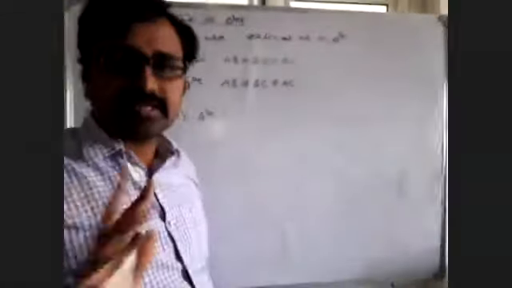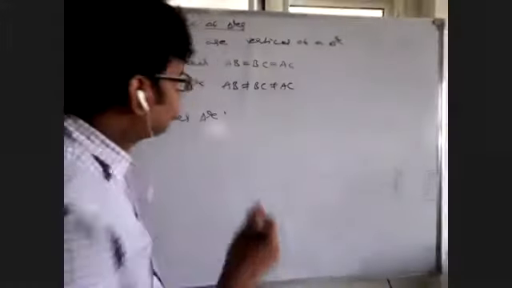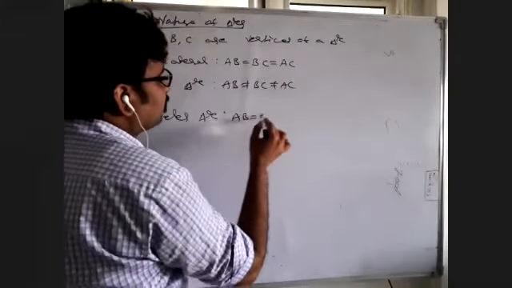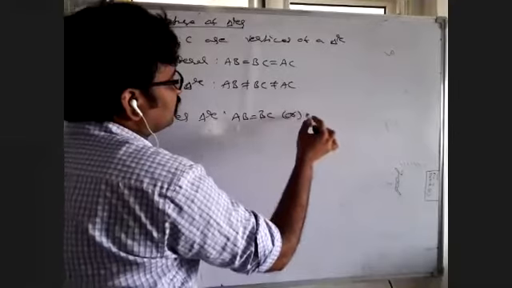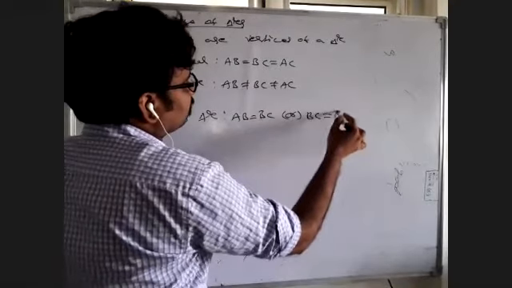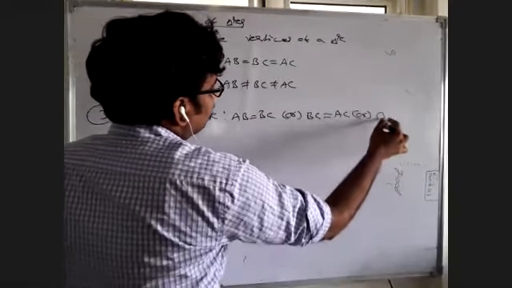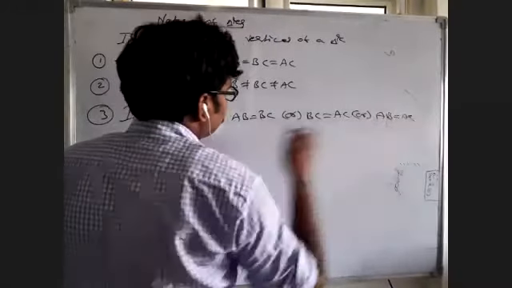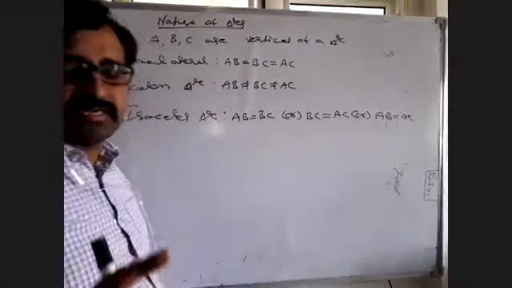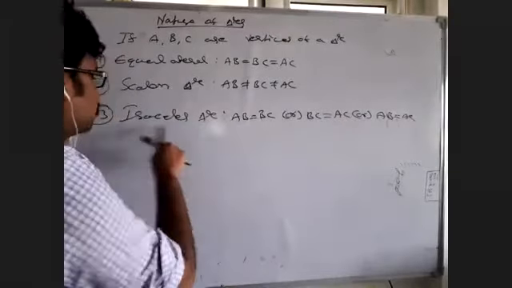And the third one: isosceles triangle. Here any two sides are equal and the third side is not equal. AB equal to BC, or BC equal to AC, or AB equal to AC. Any two sides of the triangle are equal, then that is called an isosceles triangle.